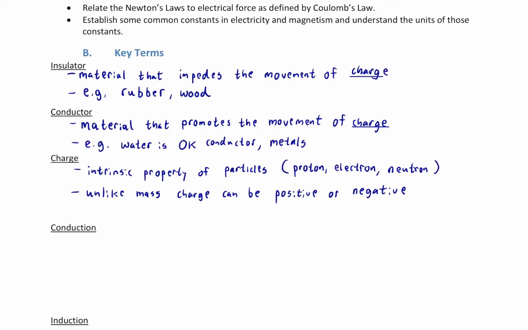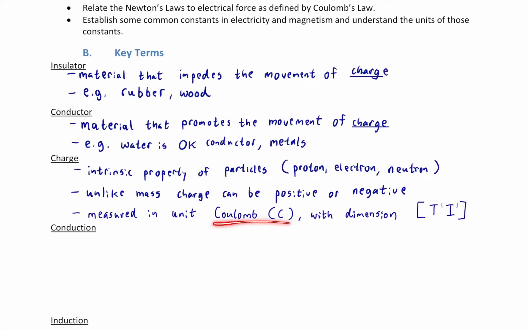But there are some key differences between mass and charge despite their similarities. The biggest, the elephant in the room, so to speak, is that charge can be positive, like a proton, or it can be negative, like an electron. That's really different because there is no such thing as positive and negative mass, obviously. It is measured in the unit of the Coulomb. That's the unit of charge, just like the unit of mass is the kilogram, right? And the dimensions of the Coulomb.